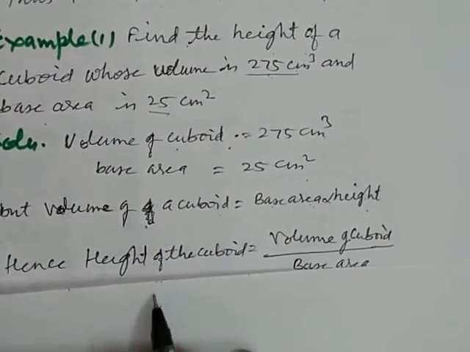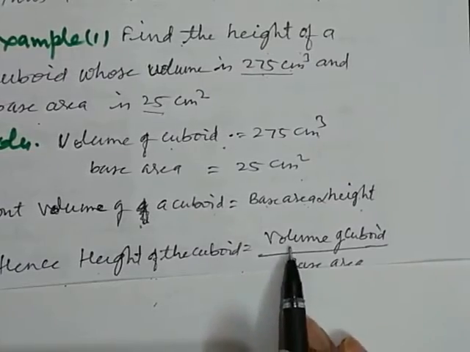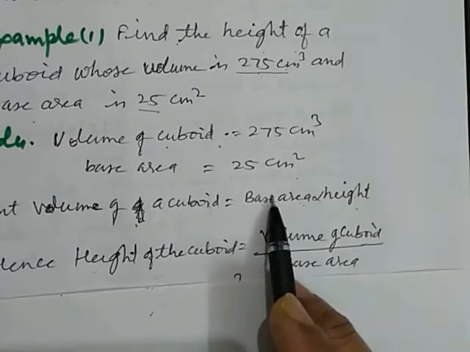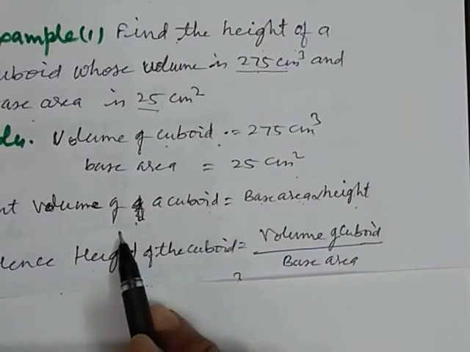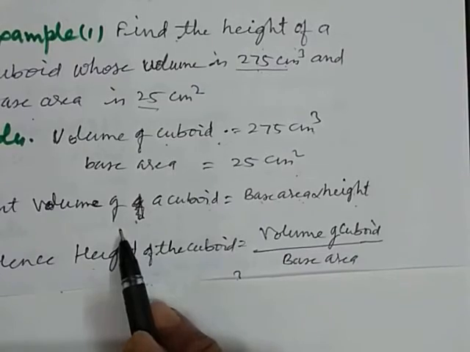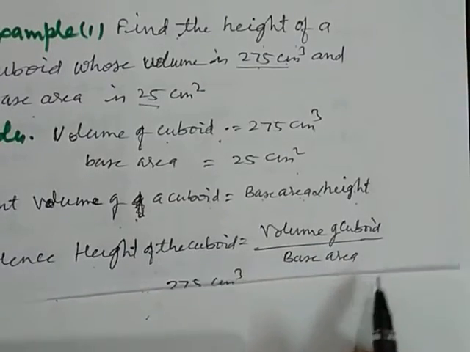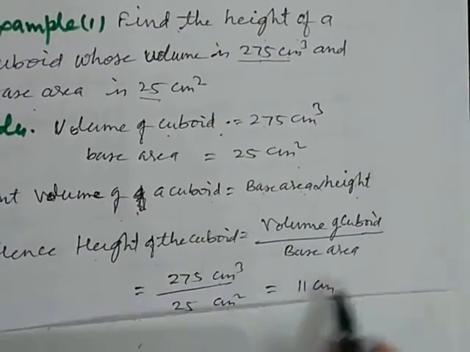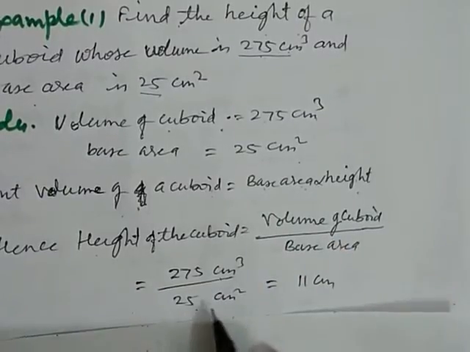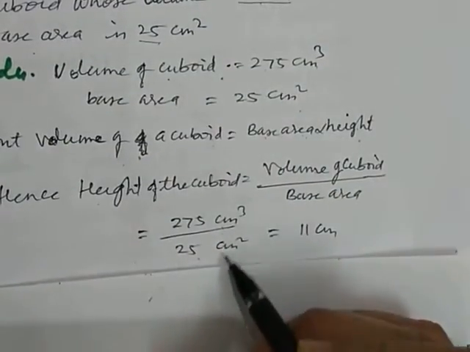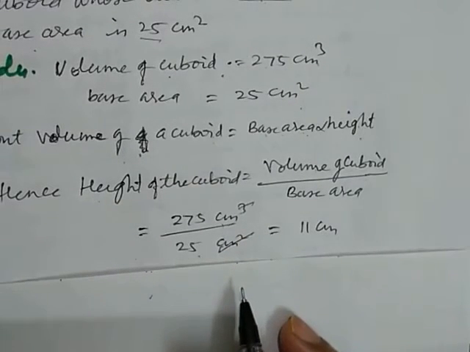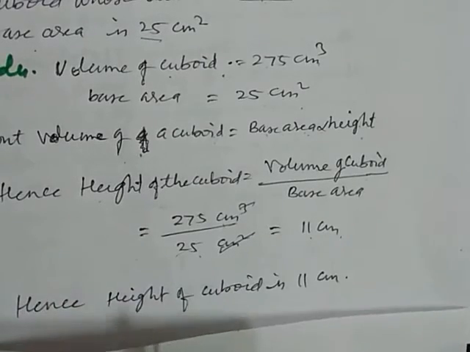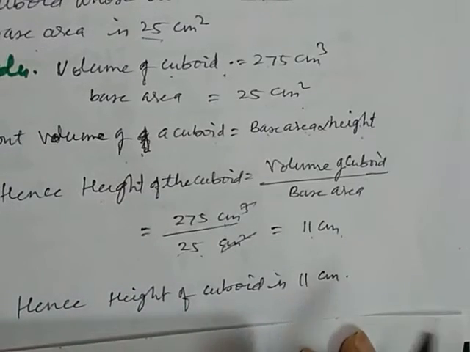This is the main formula: height of the cuboid is equal to volume of cuboid divided by base area, because by cross multiplication the base area goes to the denominator. So this becomes volume of cuboid upon base area. Now the volume of cuboid is 275 centimeter cube and base area is 25 centimeter square. So this cancels this, and by dividing we get 11 centimeter. Hence height of cuboid is 11 centimeter.